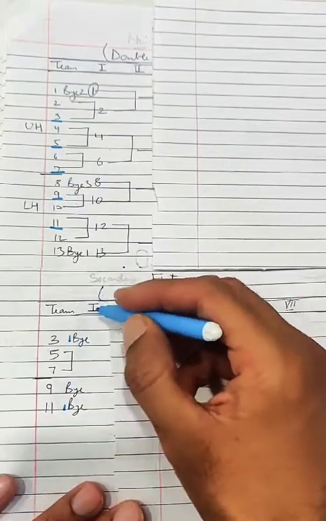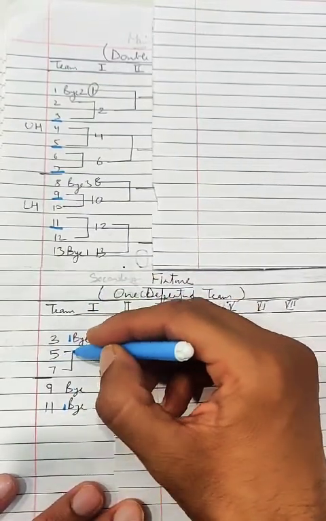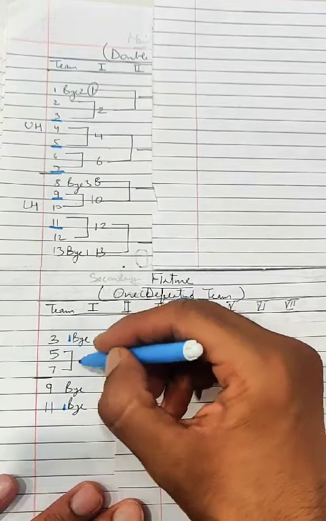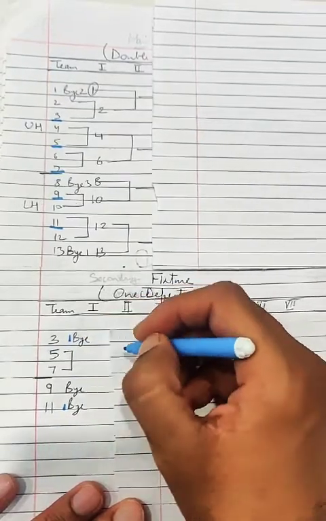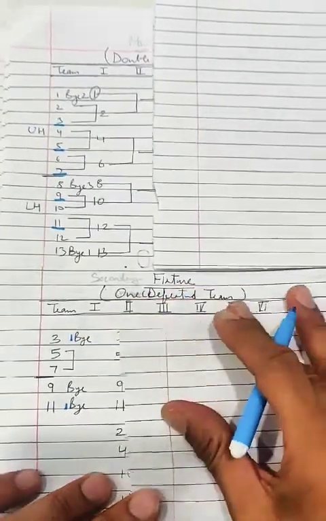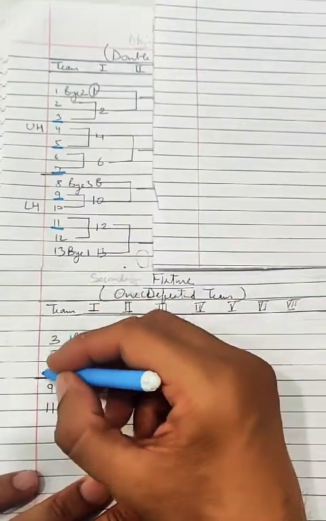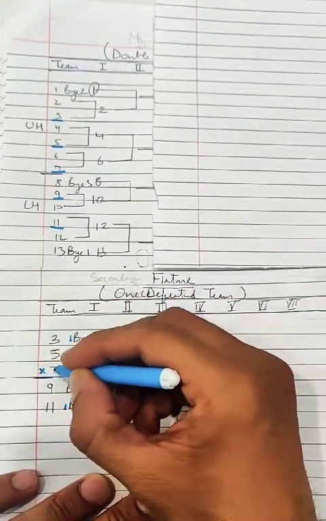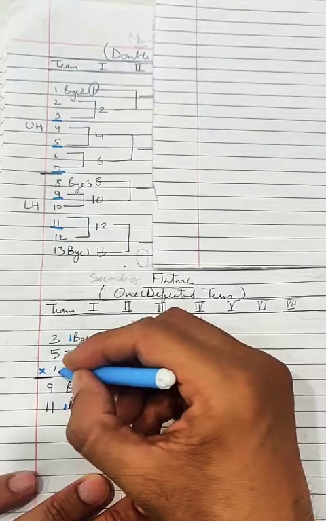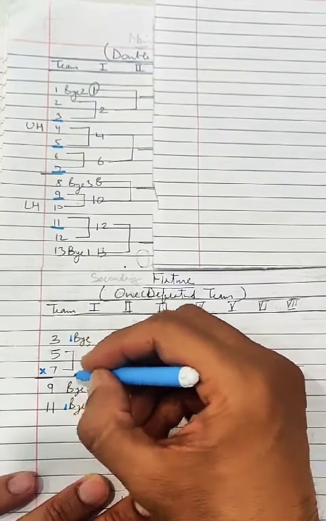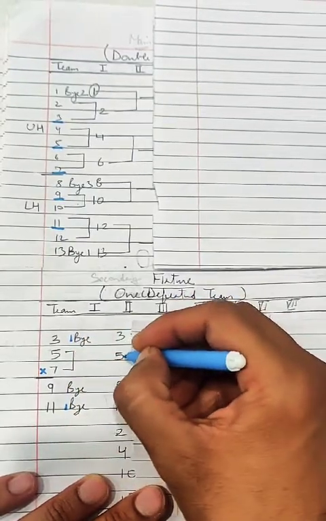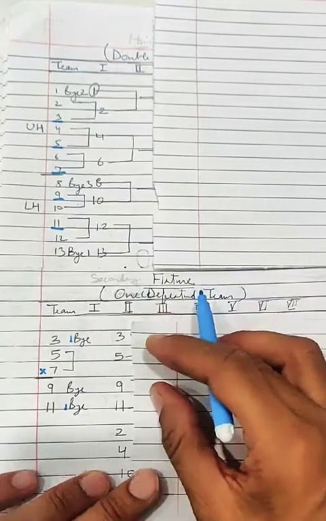So in the first round there is a match between 5 and 7. Now you have to assume who will be the winner. So here 7, I'll put a cross here. 7 will be defeated here. So 2 times 7 will be out from the tournament. So 5 will proceed to the second round here.